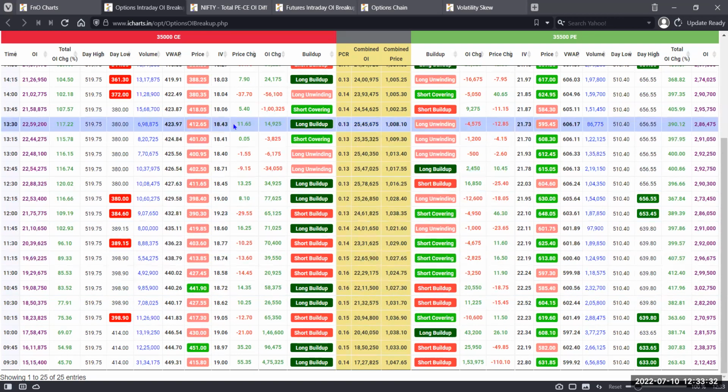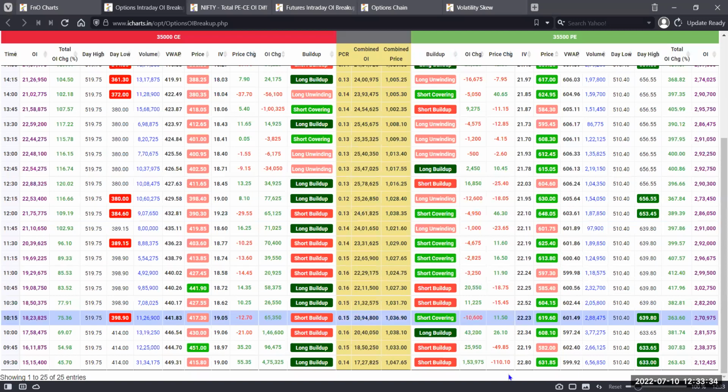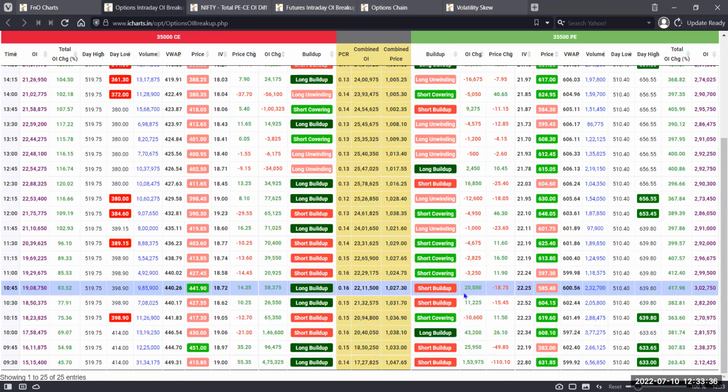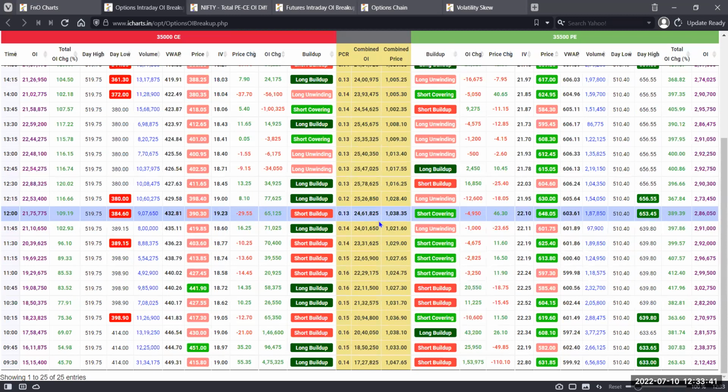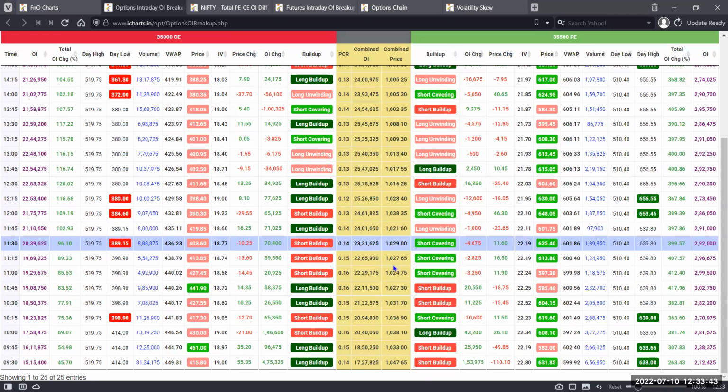So I need to check this thoroughly. I'm not sure how much in the money I should go and all that. Because for Nifty, 200 strikes probably is a good thing to start. Now here, let me see what has happened here.